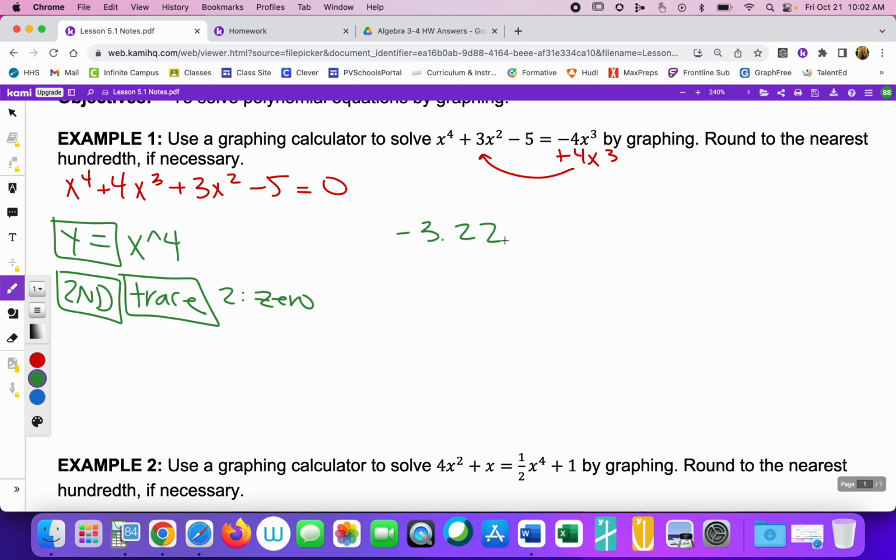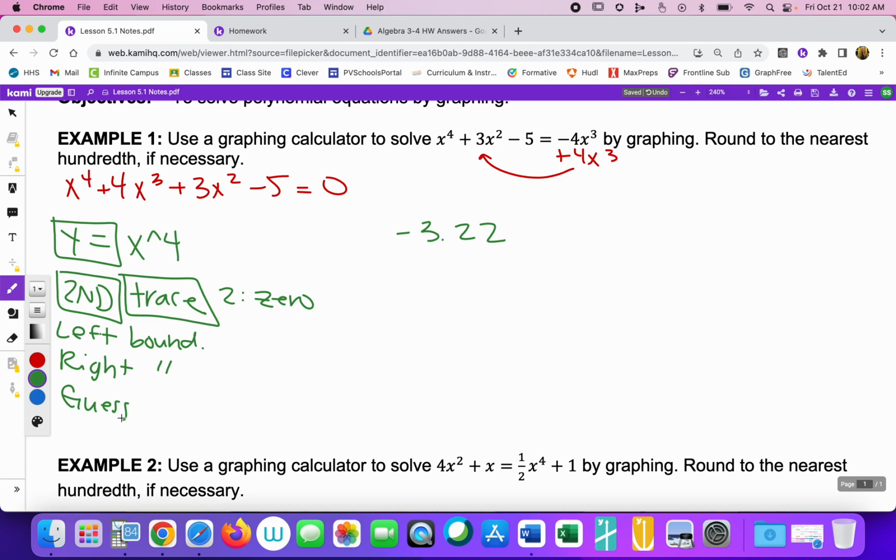So that's one of them. We have another one, so we're going to follow the same keystrokes. Again, you have the left boundary. Make sure to hit enter after you move your cursor. You have the right boundary. Hit enter, and then guess. Hit enter. Okay, so this is how to find each individual one.